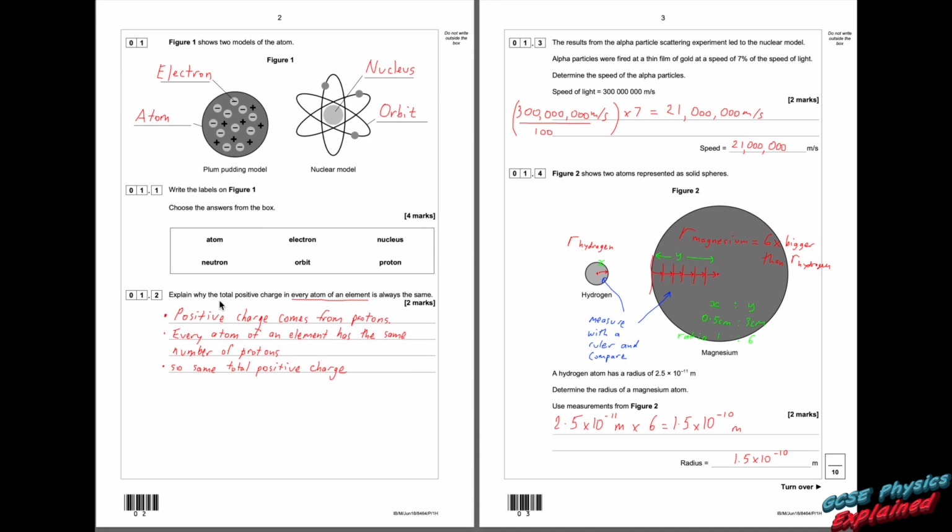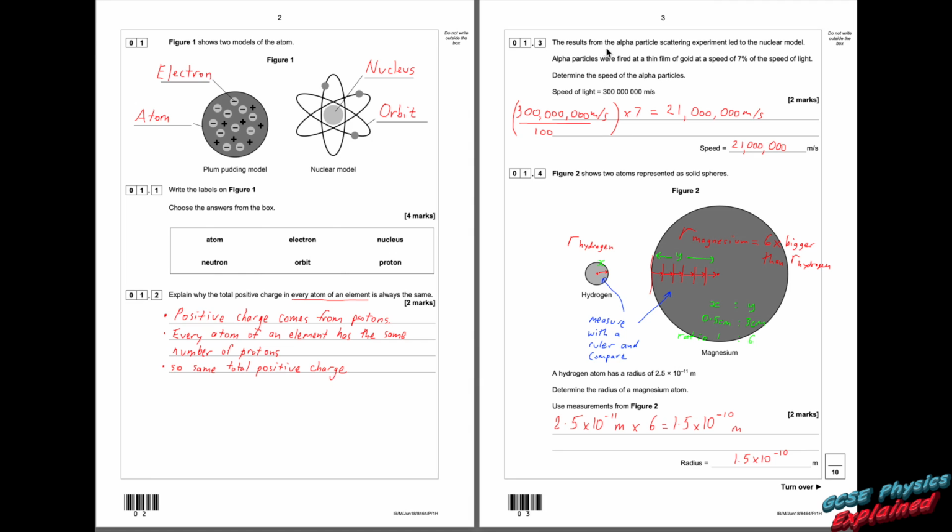Next question. Explain why the total positive charge in every atom of an element is always the same. So you should know that the positive charge comes from protons, from inside atoms. Every atom of an element has the same number of protons, so that is why they've got the same total positive charge.